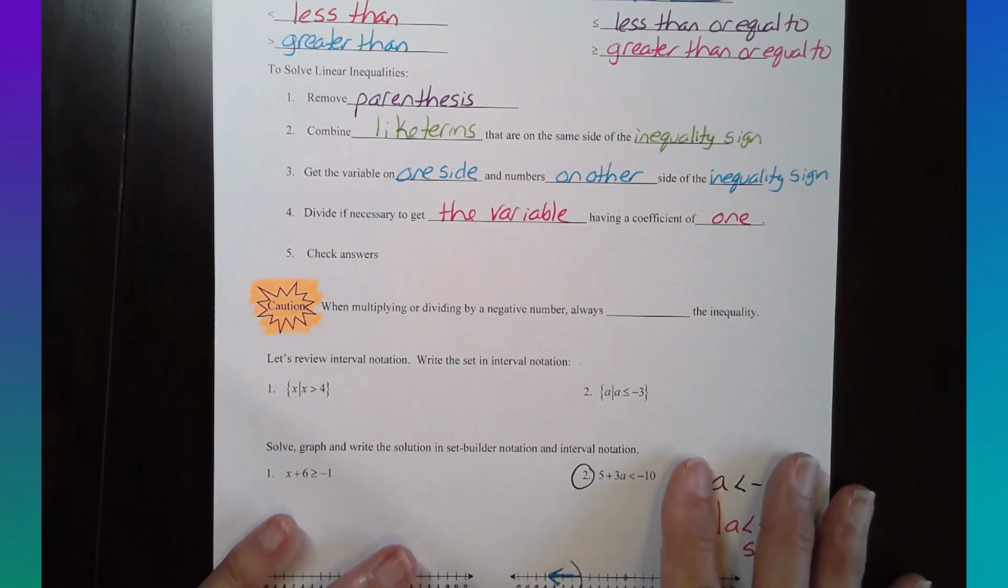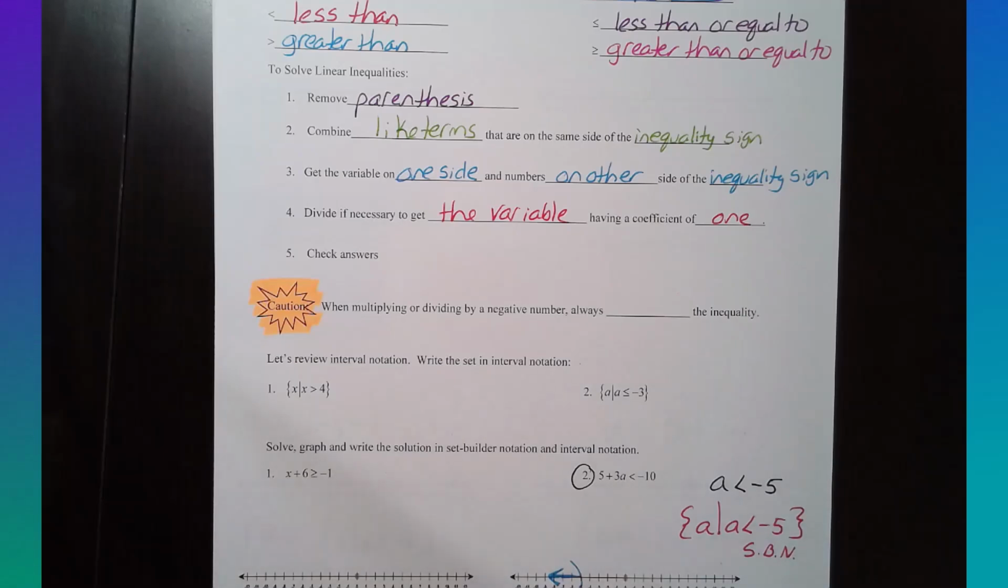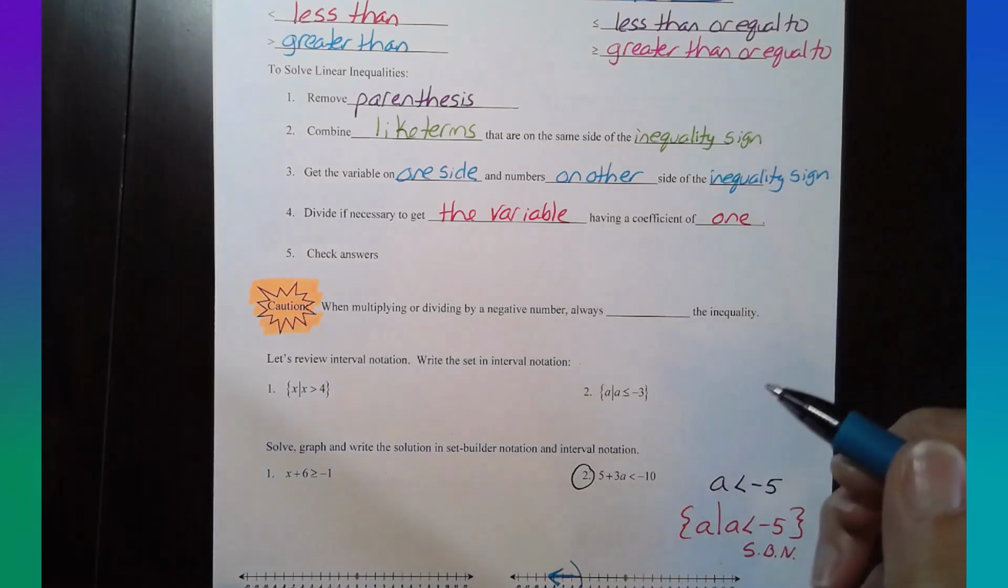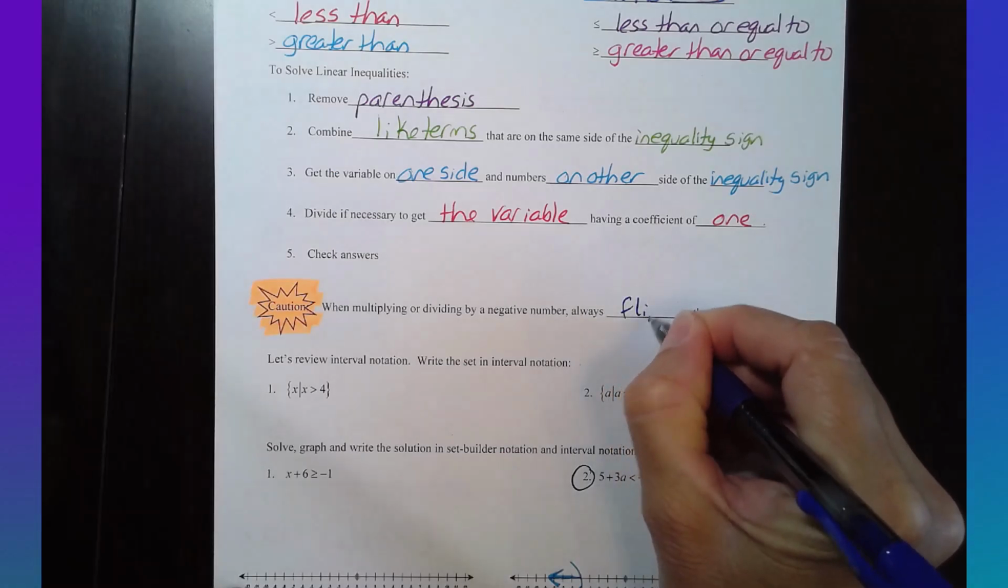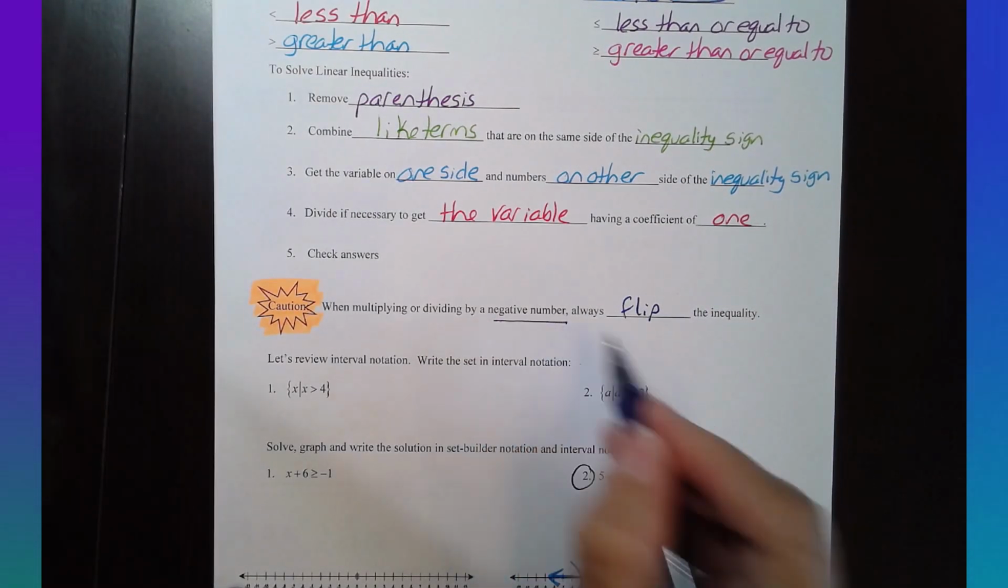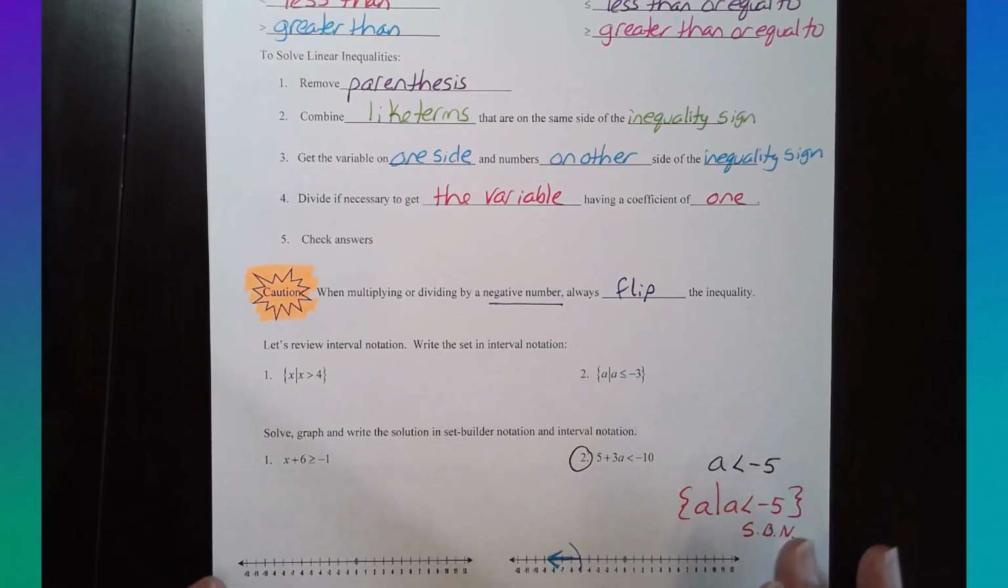Now we have this caution symbol. What does that mean? Well, this is the key takeaway for this section. So the key takeaway is when you multiply or divide by a negative, you're always going to flip the inequality. So when you multiply or divide by a negative number, you always flip the inequality. And that's the key takeaway for this section.